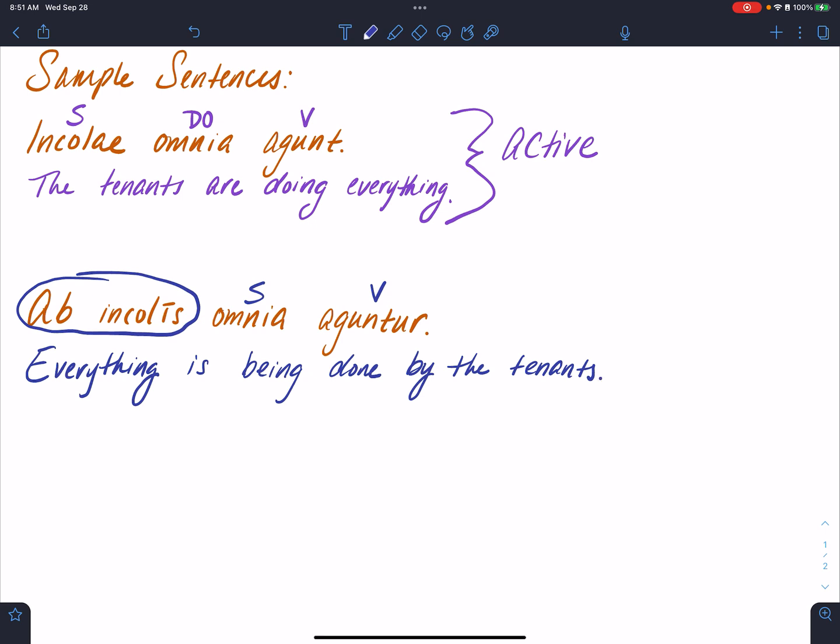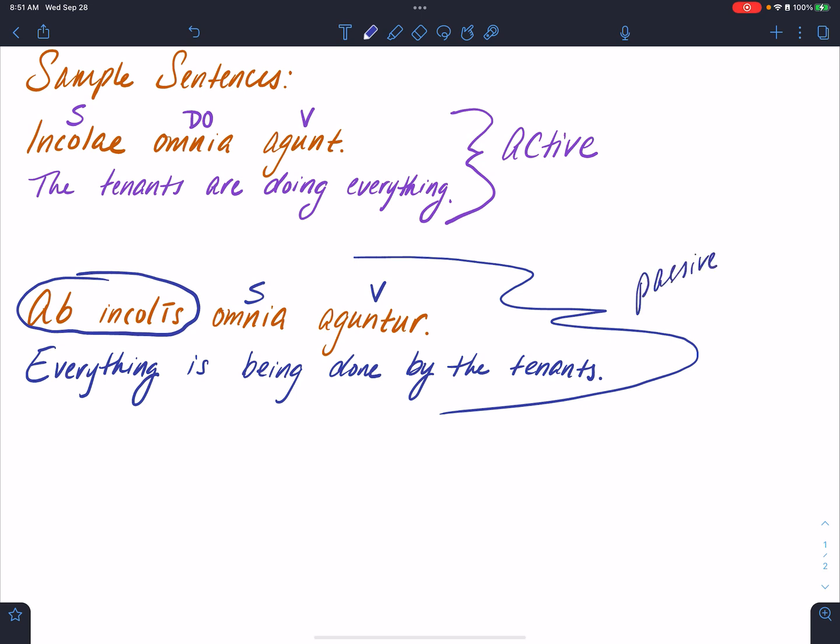Okay. What voice is that? It's passive, right. Right, because the tenants are still doing the action, kind of, but it's just different. Right, it's just worded differently. Okay. Any questions so far?